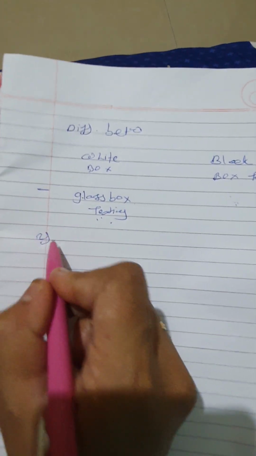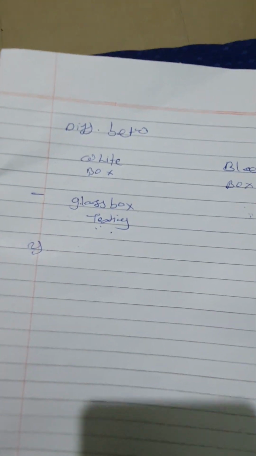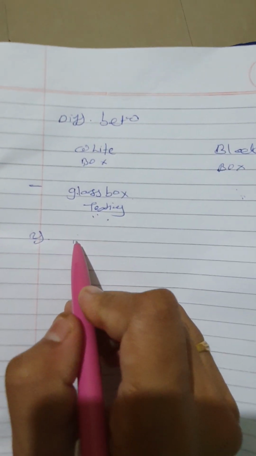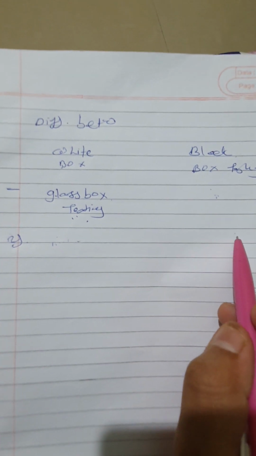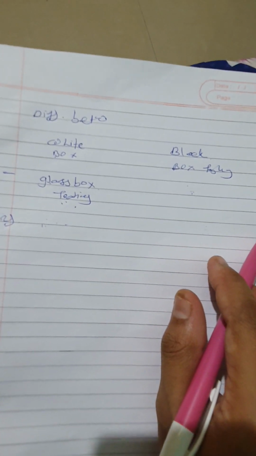Second difference: in white box testing, detailed knowledge of the software is required for the software tester. The software tester must have detailed or deep knowledge of the software. In black box testing, there is no necessity that the software tester must have deep knowledge of that particular software.